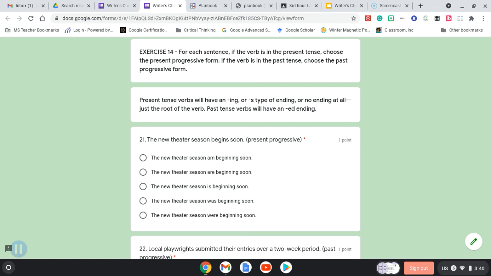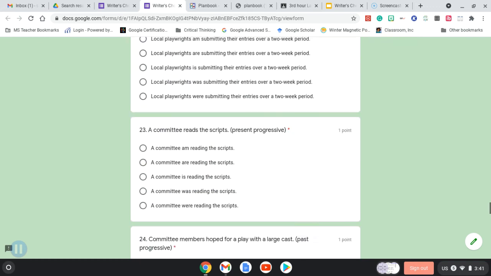So 21, the new theater season begins soon. Begins ends with an S, so that is present progressive. So you're going to look at the first three options, which one makes the most sense. You're going to ignore the last two options. The new theater season am beginning soon. The new theater season are beginning soon. The new theater season is beginning soon. Is beginning makes the most sense.